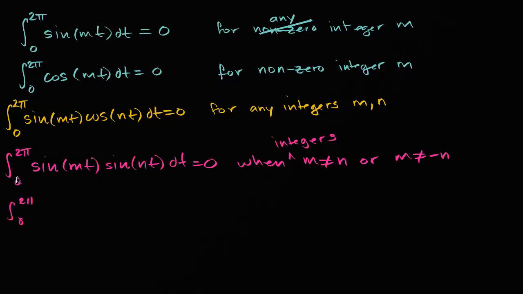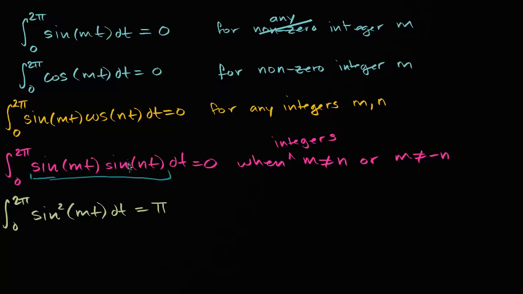2 pi, let me do this in a different color just because I think it will look nice. So the integral from 0 to 2 pi, if m is equal to n, we could write that as sine of mt times sine of mt, which is going to be sine squared of mt dt. We're going to establish that this is going to be equal to pi. Now, how are we going to do that? Well, we can rewrite this original thing right over here using a product to sum formula.